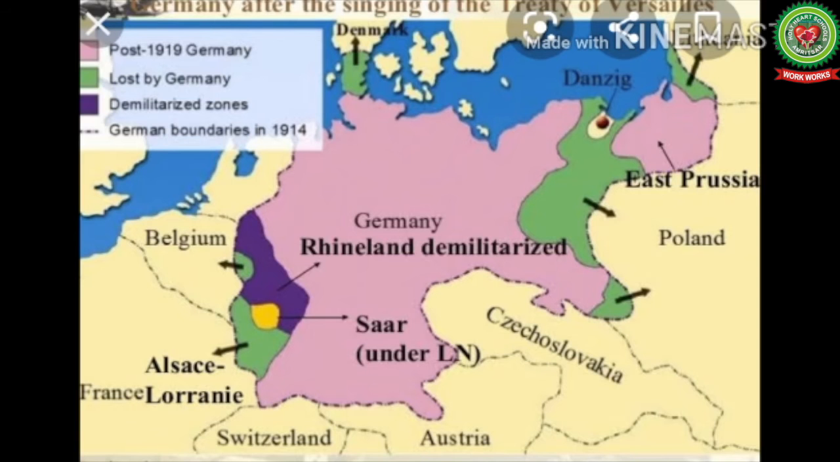On your screen, you can see the map of Germany after the First World War and after the Treaty of Versailles. You can see the Rhineland area which was totally demilitarized, and we can also see the areas lost by Germany: Poland, East Prussia, and Alsace and Lorraine.